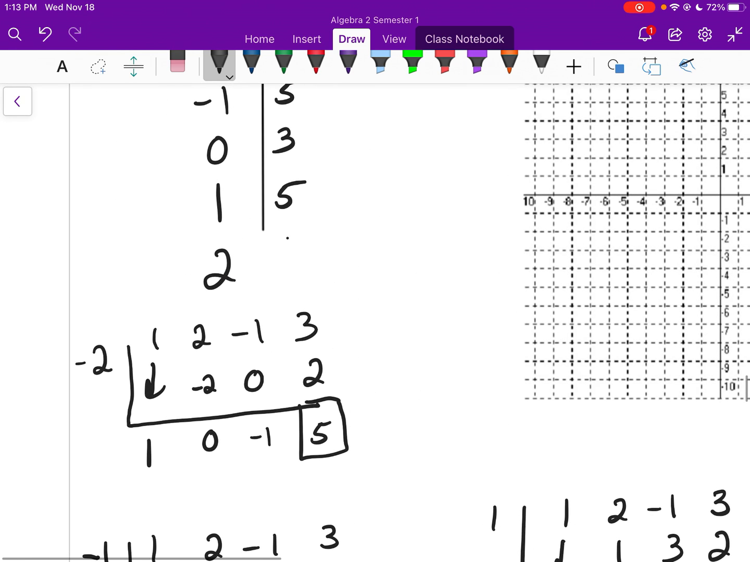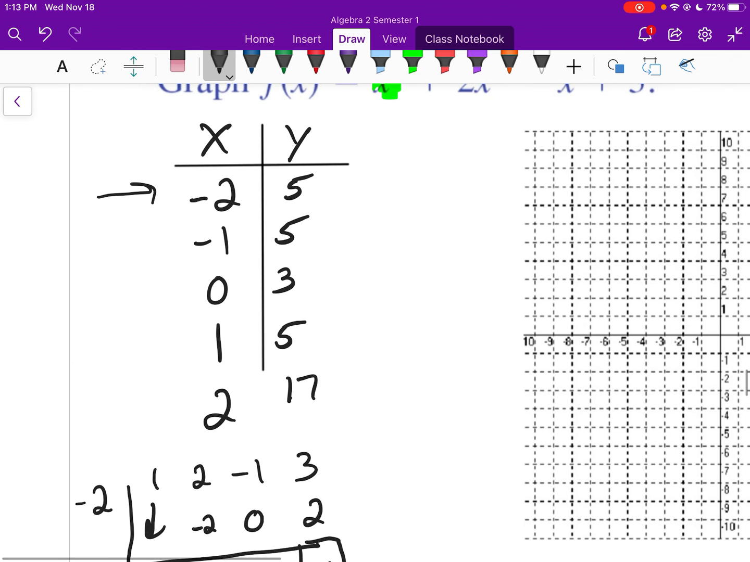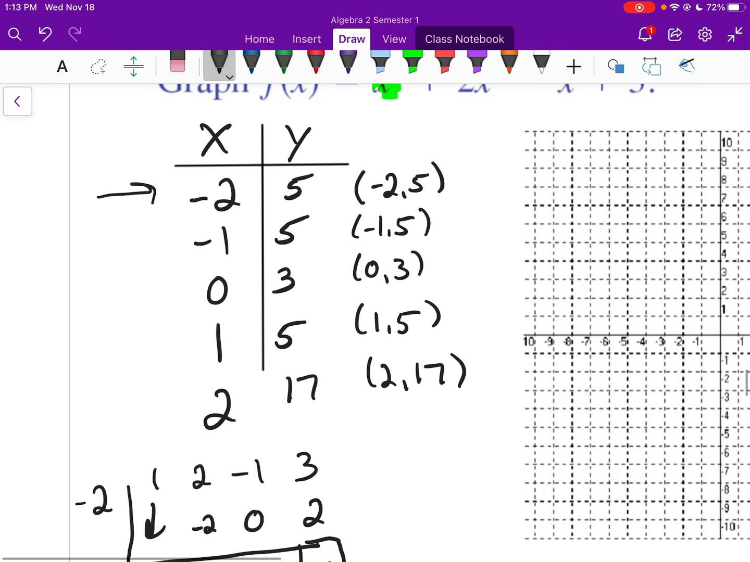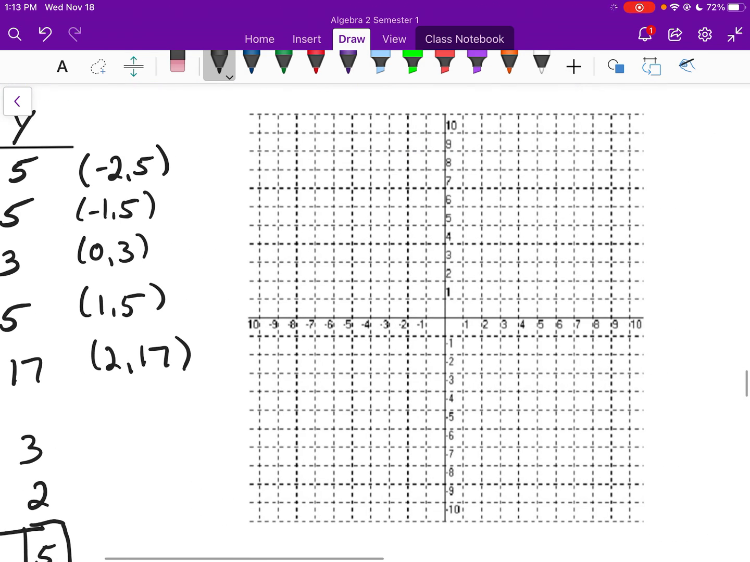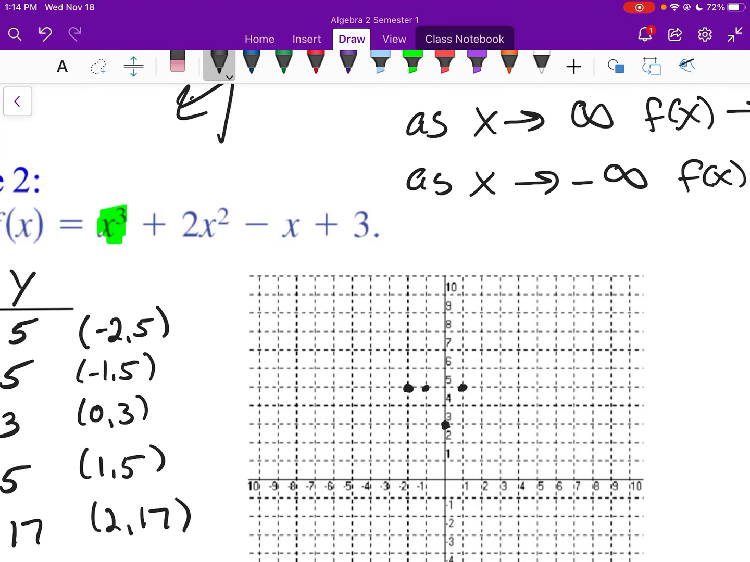Then from there, what we have are some points. This is just a point on the graph: negative 2, 5; negative 1, 5; 0, 3; 1, 5; and then 2, 17. They're ordered pairs. So we plot those points: negative 2, 5, negative 1, 5, 0, 3, 1, 5, and then 2, 17. We just know that's going to be up here somewhere.